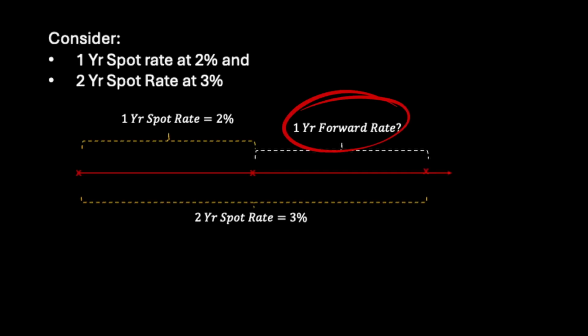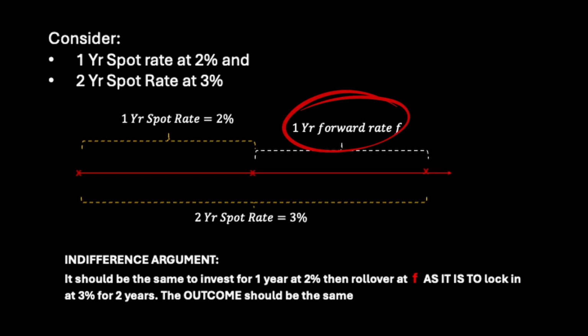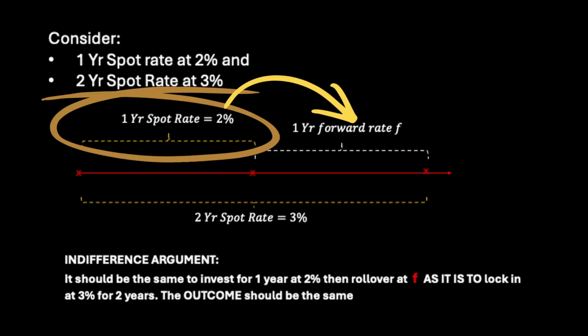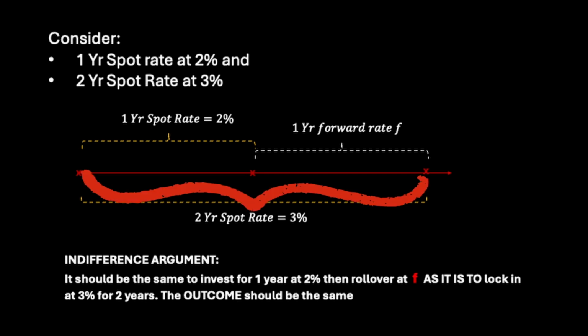So, what should be the forward rate F? Let's use an indifference argument as follows. We should be indifferent as to whether we invest for 1 year at 2%, then roll over another year at F versus locking in for 2 years at 3%.